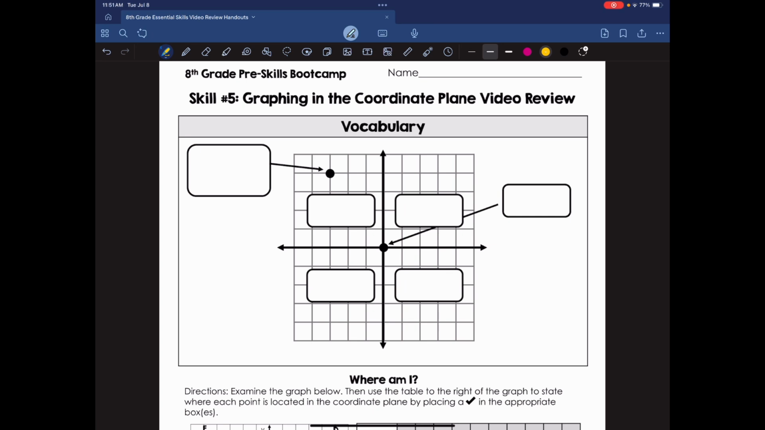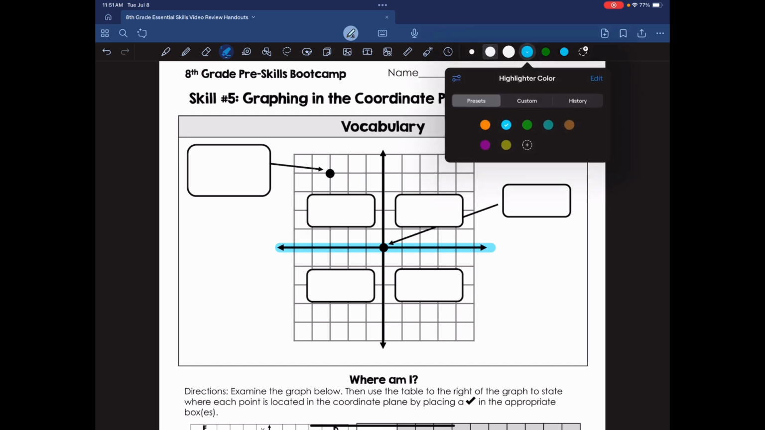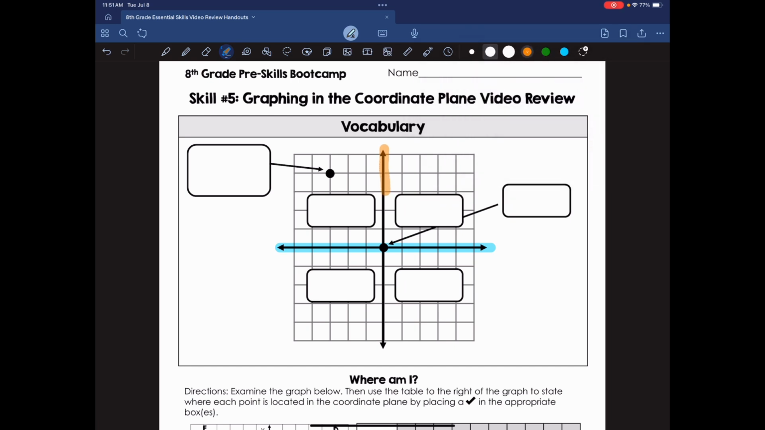So let's get started. I'm going to start by breaking down the two parts, or the two axes, of the coordinate plane. We have our x-axis, which is our horizontal axis. So that means it goes left to right. And then our vertical axis is our y-axis. We're going to label the two parts of that once we know what this point right here in the middle is called.